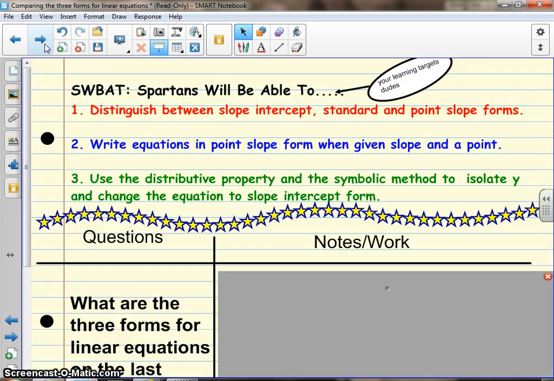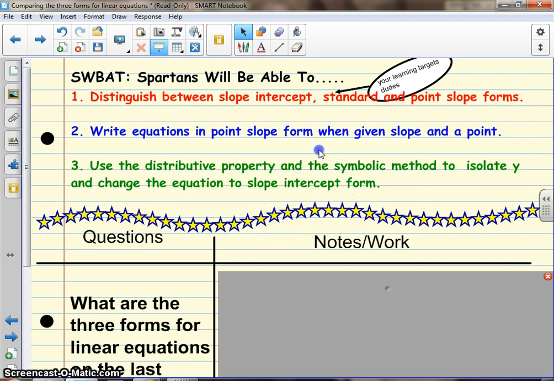Let's move on. Okay, what should you be able to do? Spartans, you should be able to distinguish between slope-intercept form, standard form, and point-slope form. You're going to write equations in point-slope form when given the slope and a point. You're going to use the distributive property and the symbolic method to isolate the y and change the equation to slope-intercept form. So you want to be able to do these things. At the end of the lesson, come back and look at your SWABAT, what Spartans will be able to do. And if you can do them, you know what you're doing. If you don't, you got to ask for some help or review the lesson.